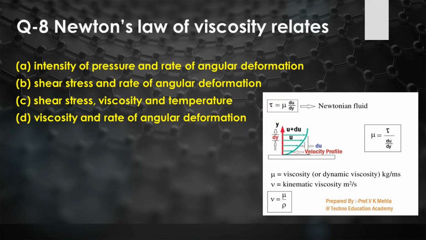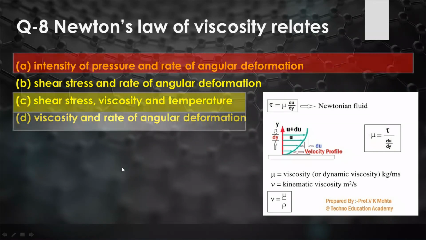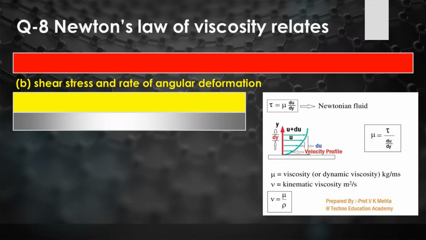So we know that according to Newton's law of viscosity, tau is proportional to du by dy, and whenever we remove the proportionality, tau, which means shear stress, equals mu du by dy. So the right answer is option D, shear stress and rate of angular deformation.